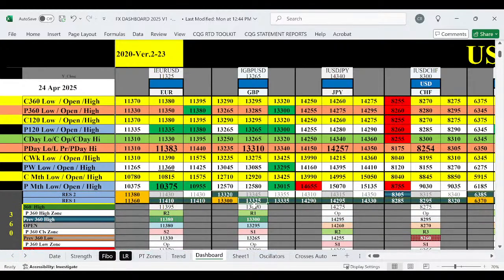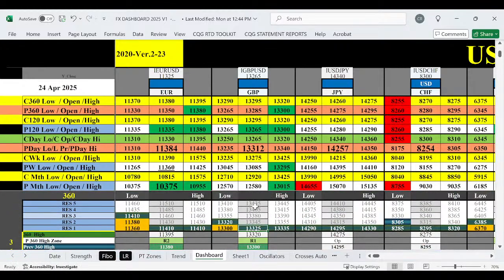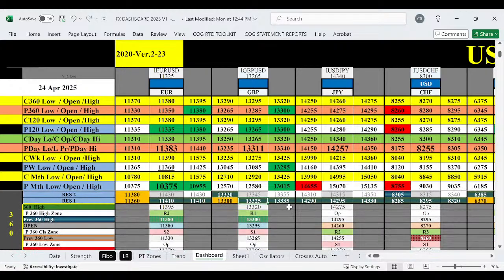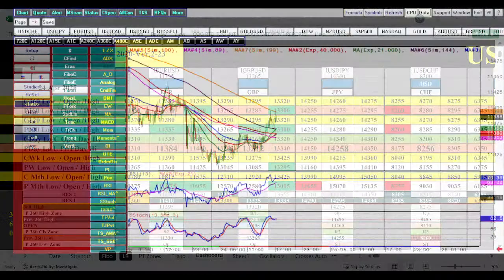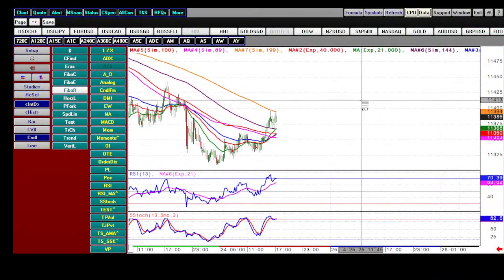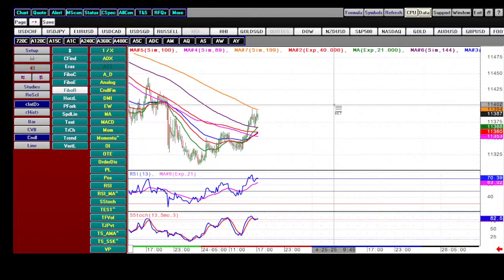Okay, so we also have resistance at 13355. Yeah, so we have 13355, 13385 are two selling levels, and buying should be 133 or 132.70. Okay, so these are the two buying levels. So now we look into pound.